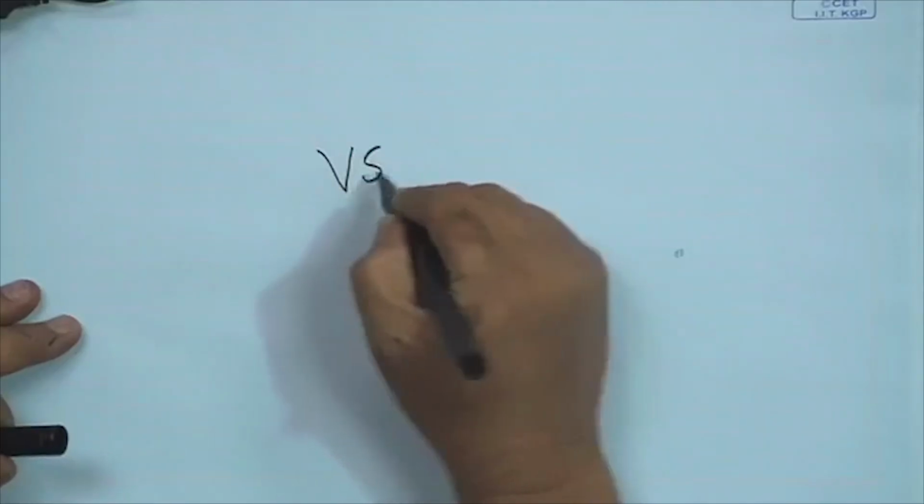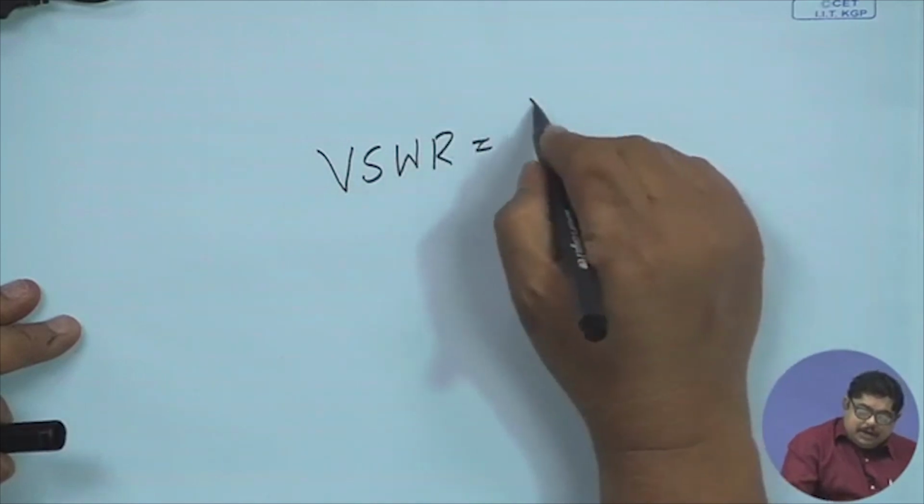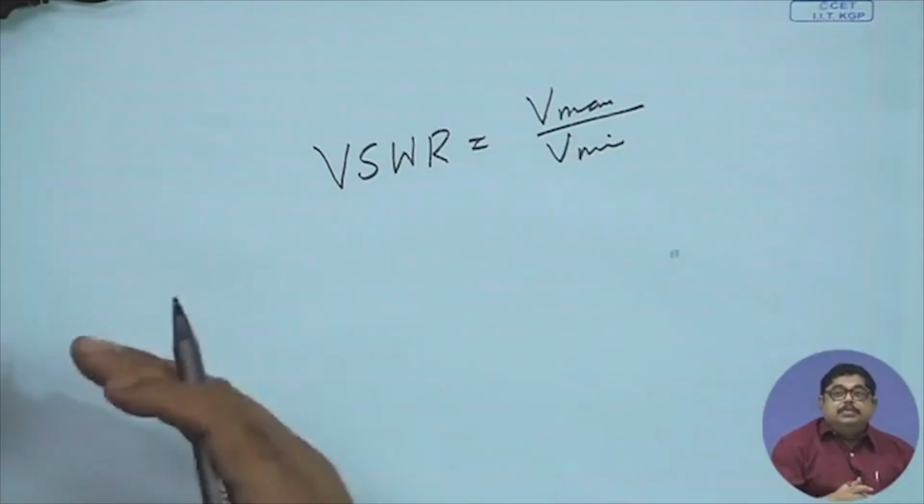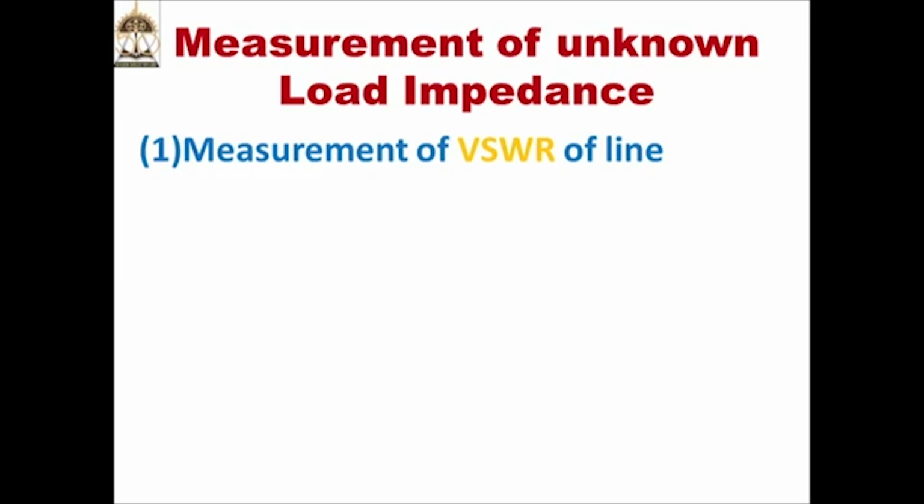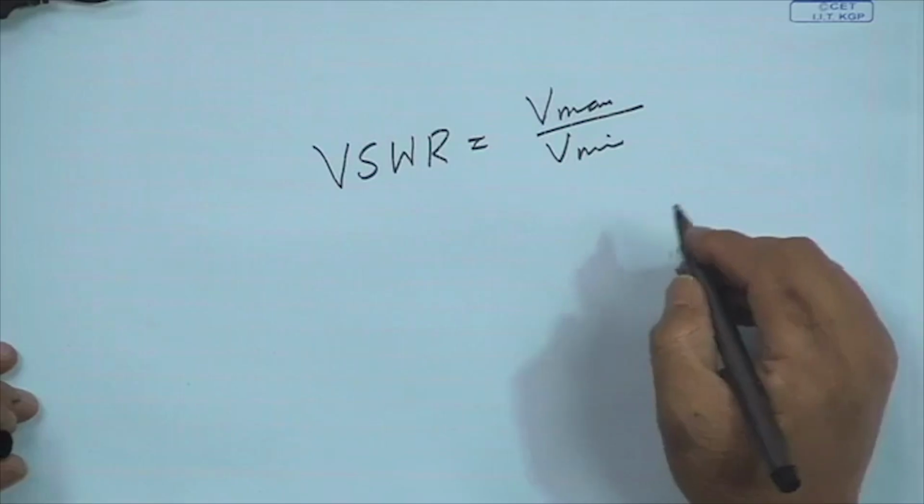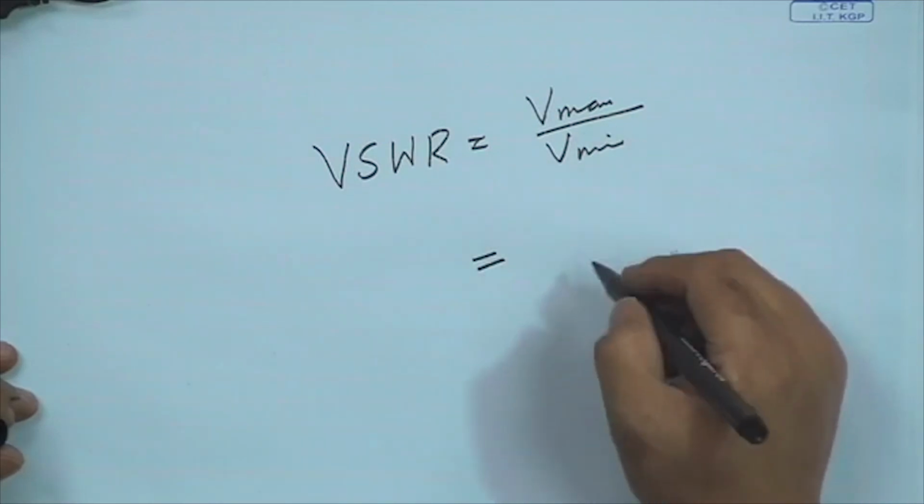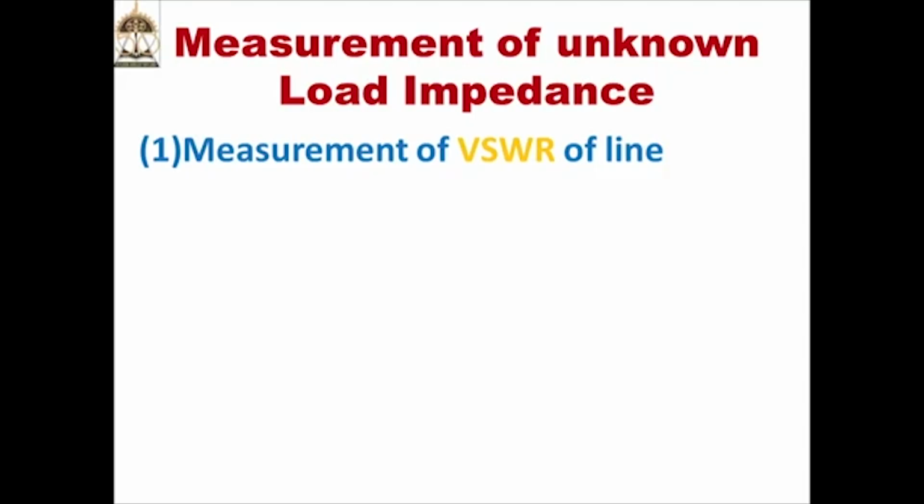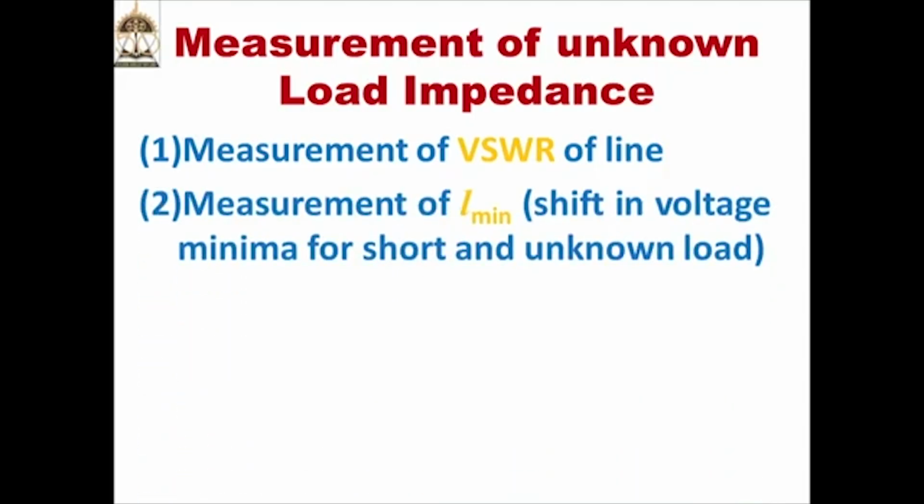But there is another criterion, a scalar criterion derived from the reflection coefficient. Reflection coefficient is a complex quantity, but a measurable scalar quantity from this is VSWR, which is defined as V max by V min. That means, if we have a distribution where voltage is varying, the maximum to minimum ratio is called VSWR.